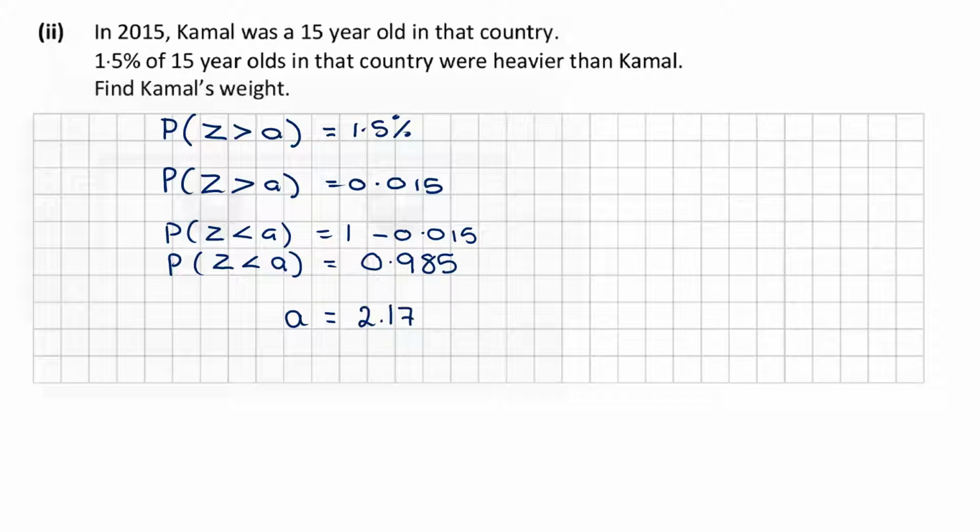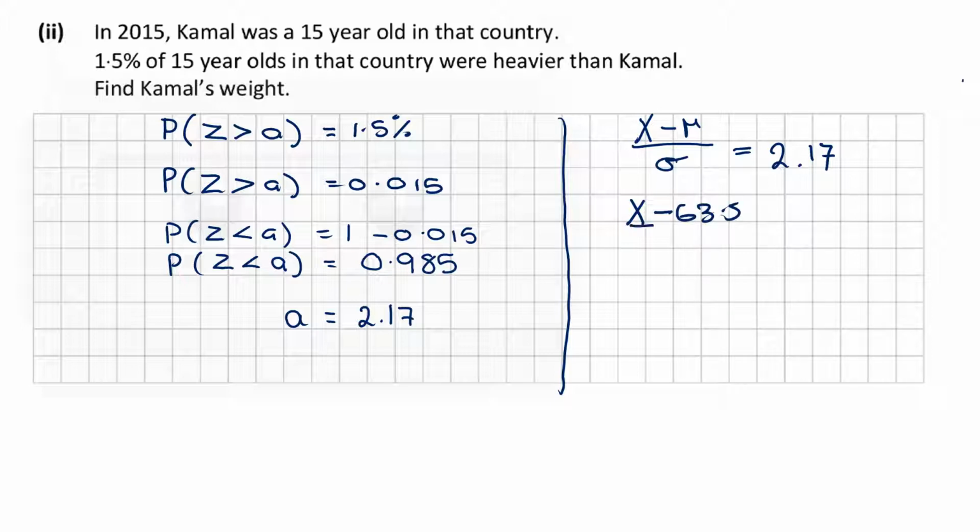2.17. Now that doesn't represent Kamal's weight, that represents the standardized version of his weight. So we have the standardization formula that we used in the previous part, x minus mu all over sigma, and that's equal to 2.17 in this case. So if we fill in what we know, well, we don't know x, that represents the actual weight, minus 63.5, which is our mean, and our standard deviation is 10, is equal to 2.17.